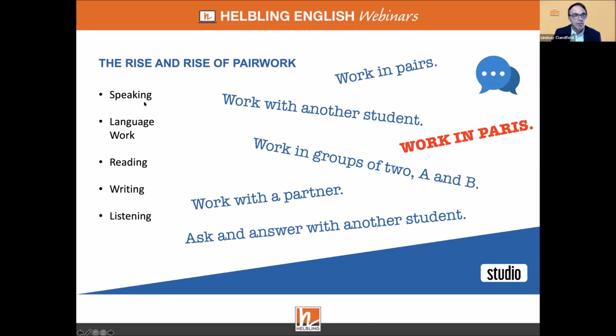Pair work is used for speaking, but not just for speaking. It's now used for checking answers in language work, for grammar activities. It's used in reading sometimes to do a discussion before a reading. Sometimes it's used in writing, sometimes for listening. So it's quite frequent, pair work in language classes now. And by and large, I think it's good to have that option and to encourage students to do it.